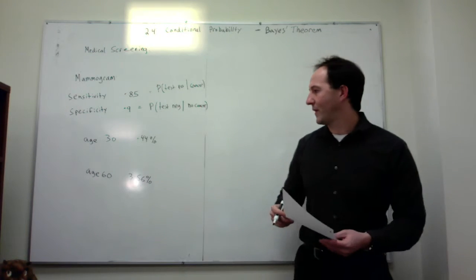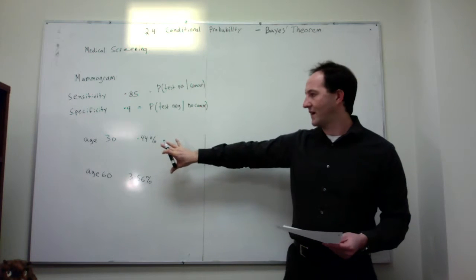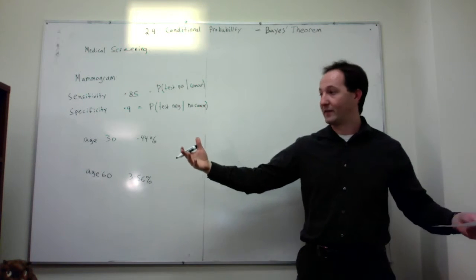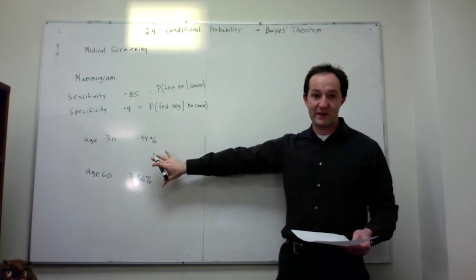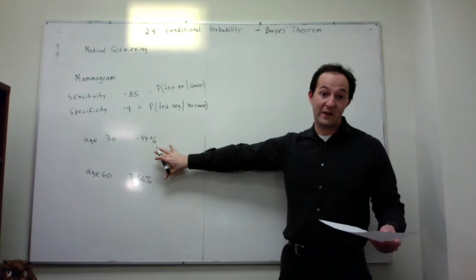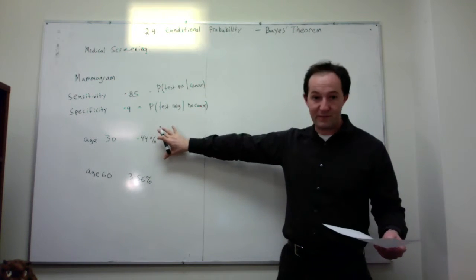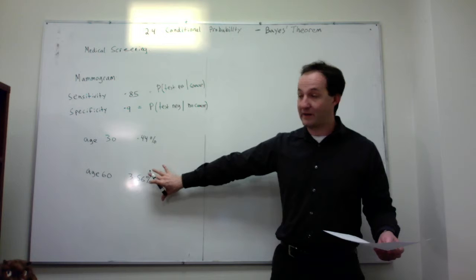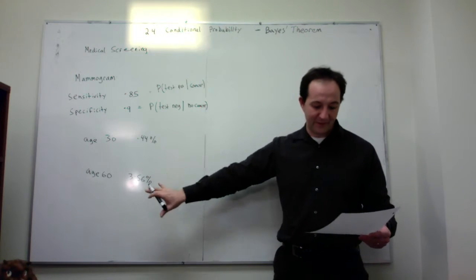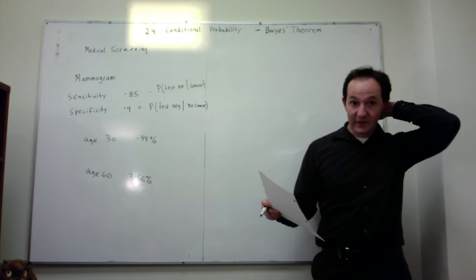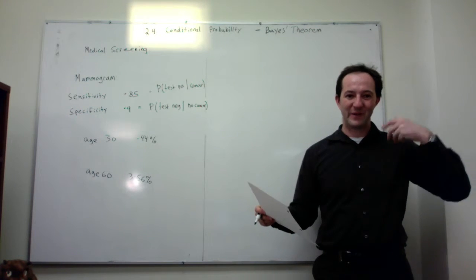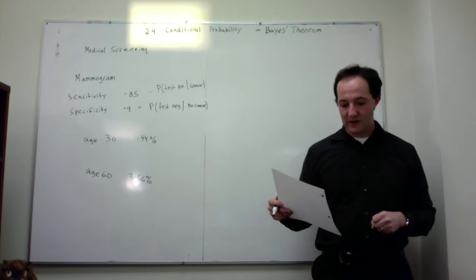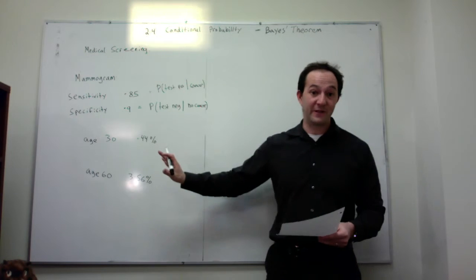So what I want to do is I'm going to abuse these a little bit. I'm going to take this as a stand-in for the probability that a given person has breast cancer. So I'm going to say, well, all right, 0.44% of the population of people age 30 has breast cancer, and 3.56% of the population of women who are age 60 have breast cancer, then what can we say? How can we do something with Bayes' theorem to interpret test results? And I'm just explaining where these numbers come from.